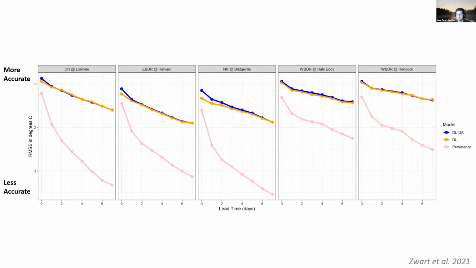We're particularly interested in 5 different segments across the stream network. And if we look across all these 5 stream segments, we can see that the deep learning models all perform better than the persistence model, which is good. And they're all below 2 degrees C RMSE at 7 days out, which is also pretty good. And we can see that the data assimilation algorithm improved the forecasts marginally at all sites. The biggest improvement was at this middle site, the Bridgeville site. But all the other sites were, again, marginal, and most improved at day 0 to day 1 lead times.